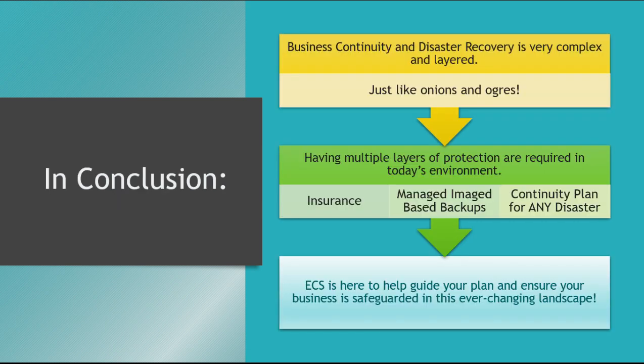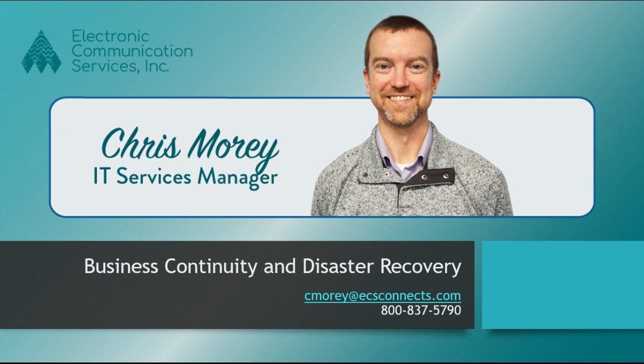So, in conclusion, business continuity and disaster recovery is a very complex and layered system, just like onions and ogres. Any of the Shrek fans out there know what I'm talking about. Having multiple layers of protection is required in today's environment. Having insurance in place, having a managed image-based backup solution, having a continuity plan in place for any disaster, doing those fire drills. And ECS, we're here to help guide your plan, ensure that your business is safeguarded in this ever-changing landscape.